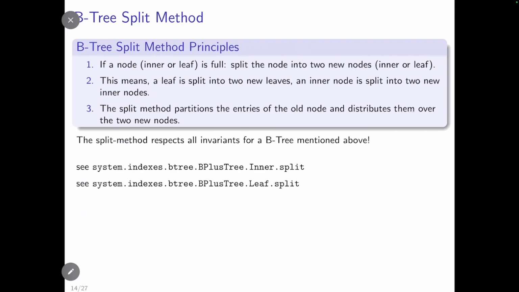So if a node or inner node is full, we split the node into two new nodes. If it's an inner node that's full, we have to split it into two new inner nodes. If it's a leaf node, we have to split it into two new leaves. So that's basically what the second sentence here is saying. And the split method has to partition the entries of the old node or leaf and distribute them over the two new nodes.